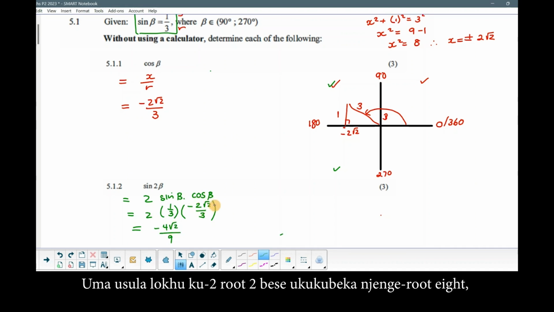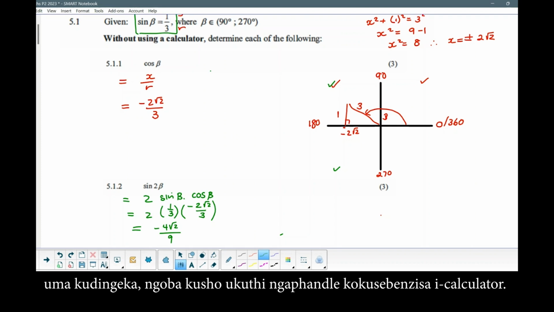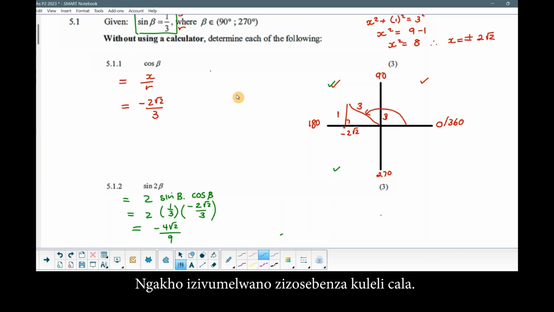If you didn't simplify this to root 2 and left it as root 8, this can be written with a root 8 anyway, 2 root 8 if you needed to, because it says without a calculator, so the leniency will apply in this case.